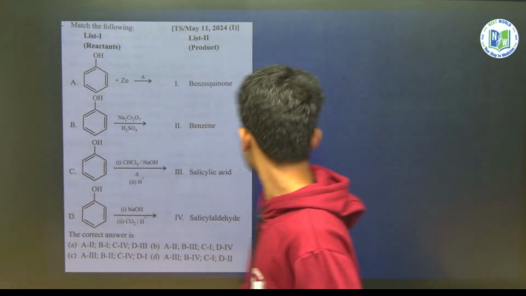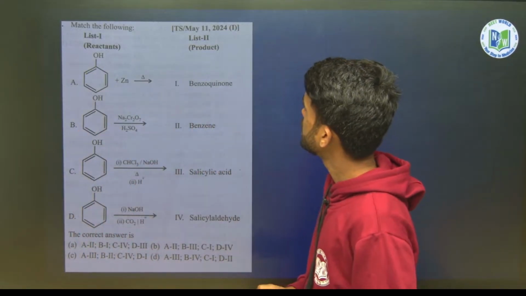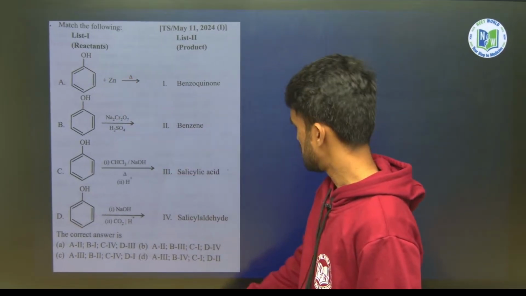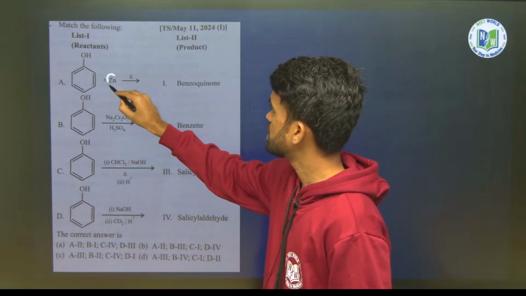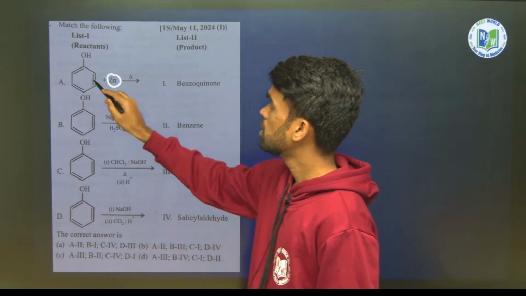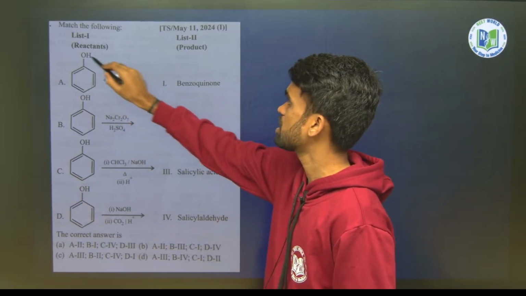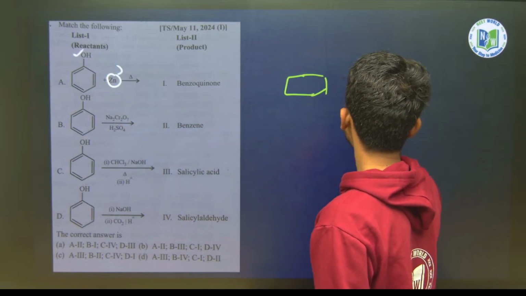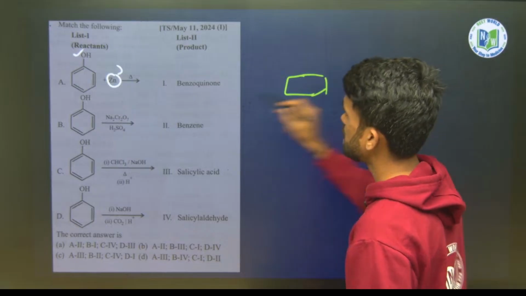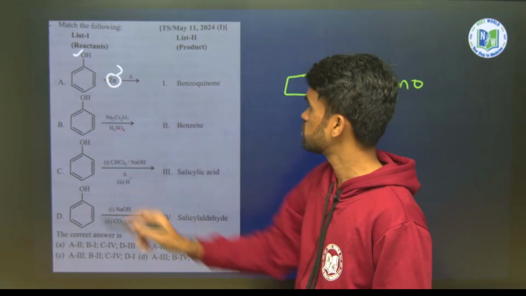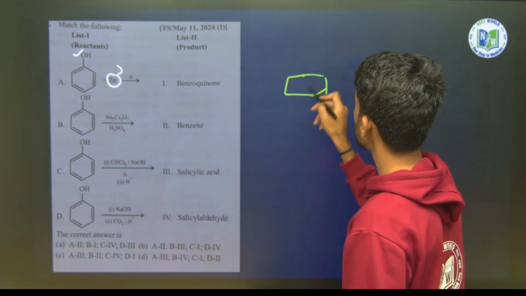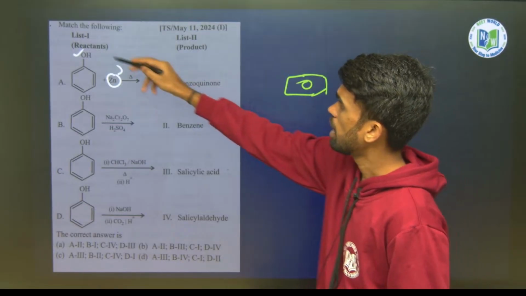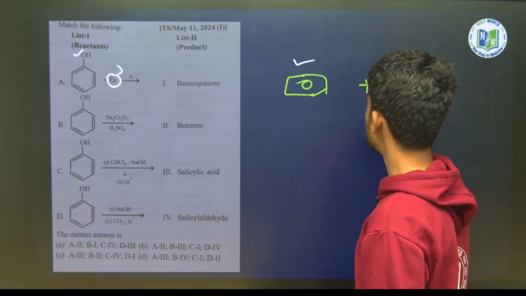Just give it a try. Look here, phenol upon treating with zinc, what happens? Phenol upon treating with zinc takes oxygen and forms zinc oxide, and the remaining hydrogen is attached to the benzene ring, so you are going to get a benzene ring plus zinc oxide.